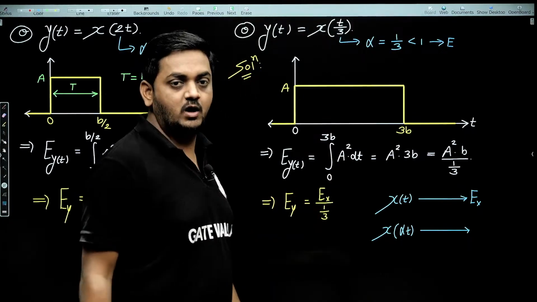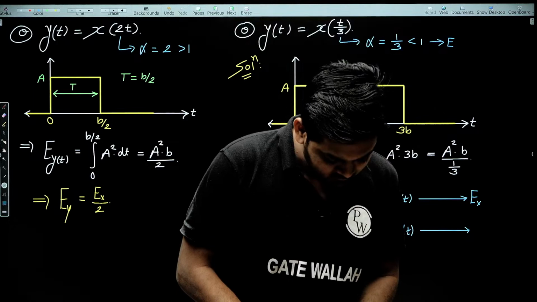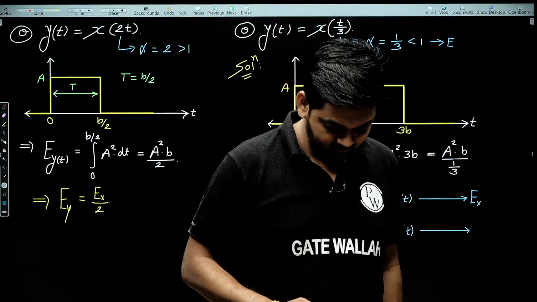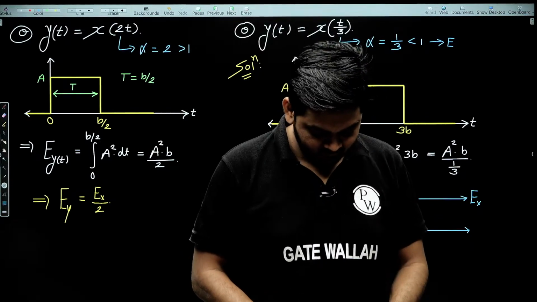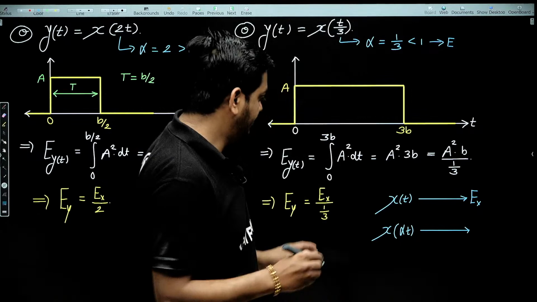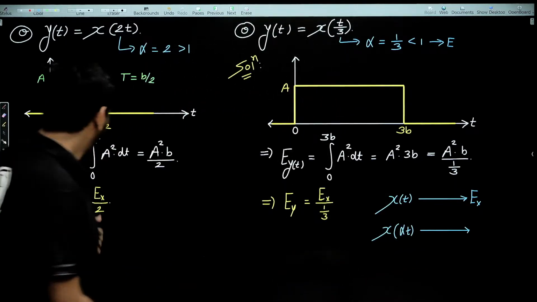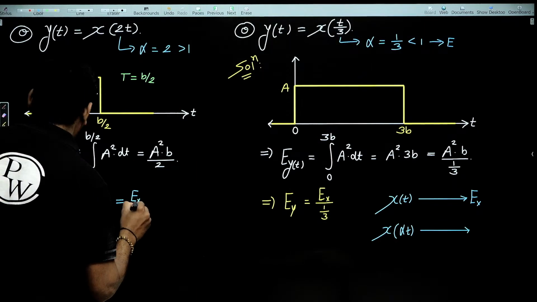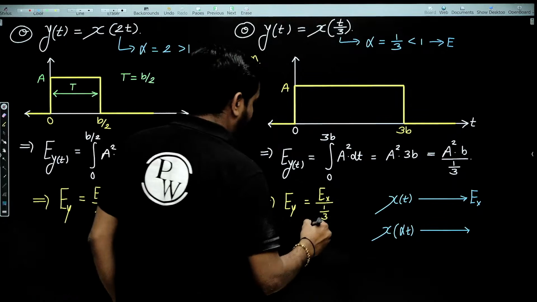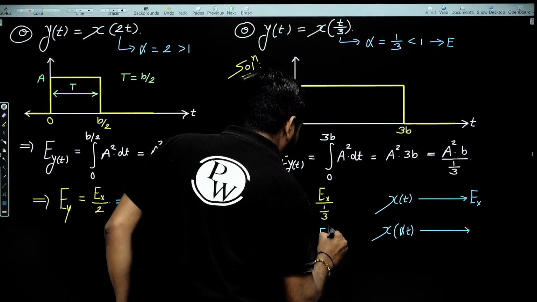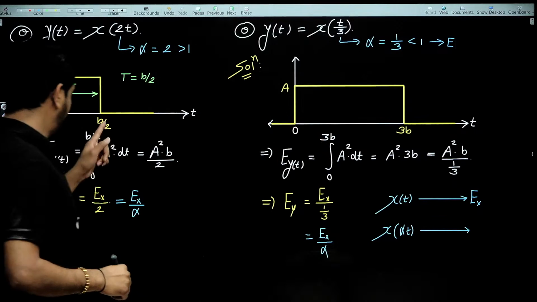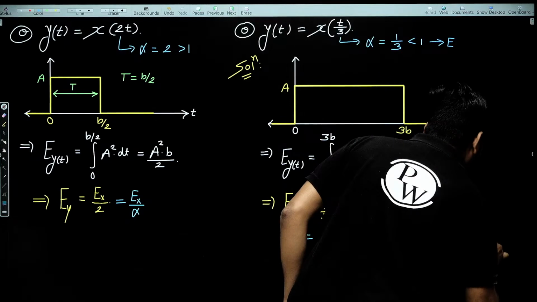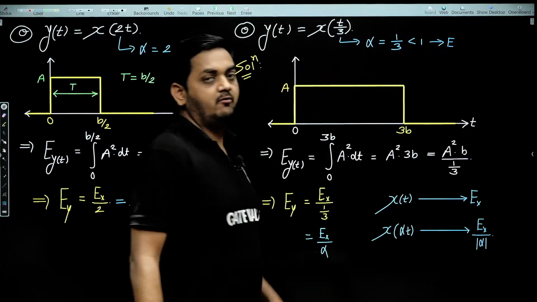So in general, what can we say? See here, Ex upon Ex by alpha. Check once: alpha equal to 1 by 3, alpha equal to 2. So in general, we can write Ex upon mod alpha. Why am I writing mod, guys?